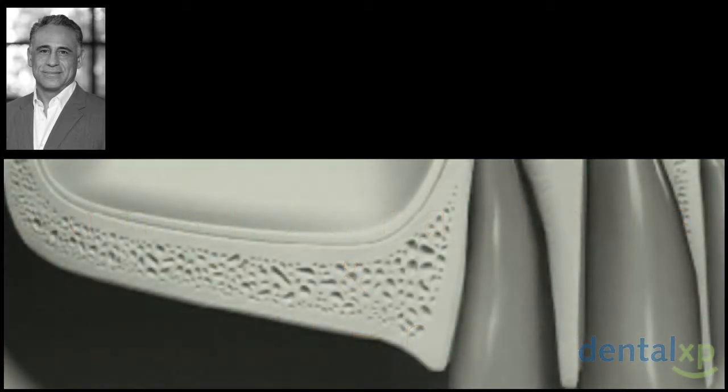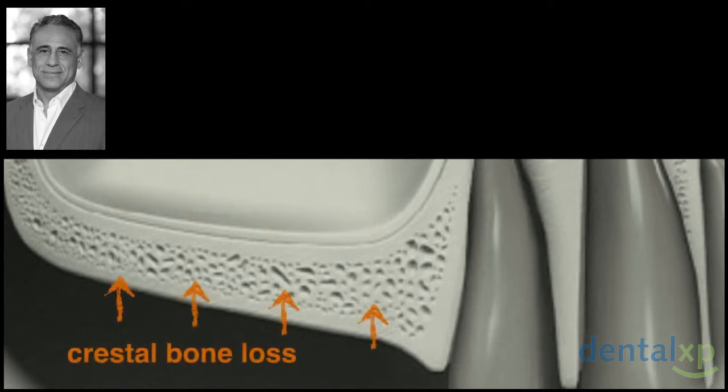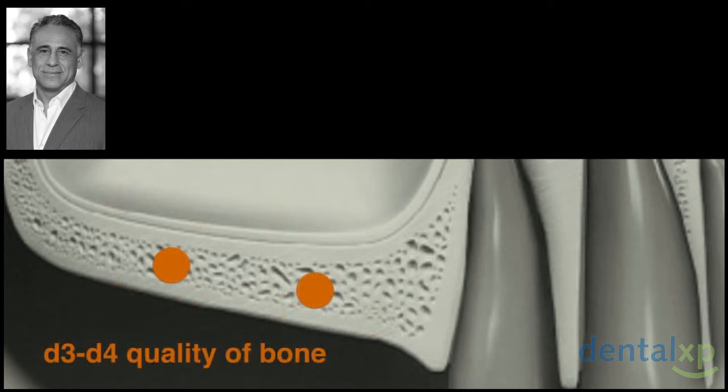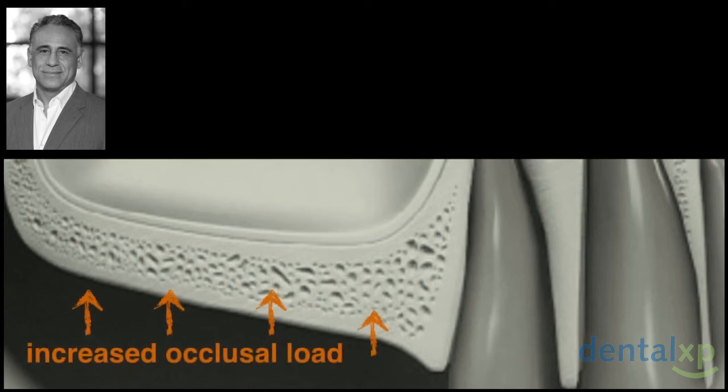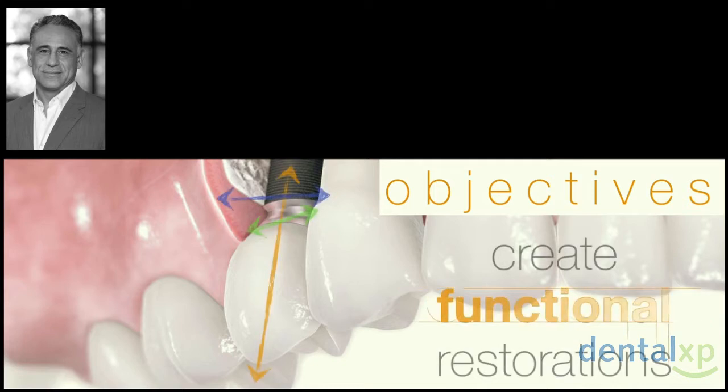This is going to be a sort of a review of things that we should know about. Certainly, sinus pneumatization is a key factor and expected after effect of loss of teeth. Crestal bone loss from either lesions or periodontal disease. A lot of times we end up with combination resorption, in which we lose vertical bone and also horizontal bone, as well as working in D3, D4 bone, which is very characteristic of the posterior maxilla. And of course, we have increased occlusal load, which we have to consider in our treatment planning.